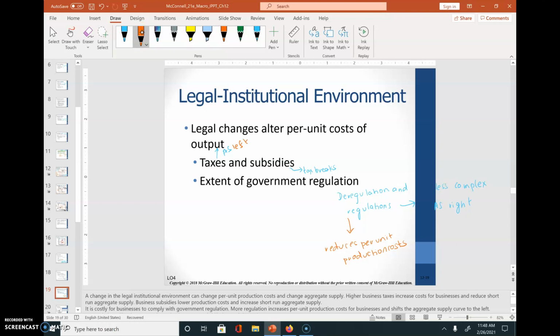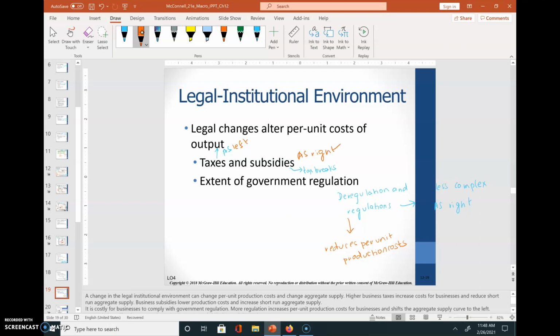Subsidies are tax breaks that government provides to producers. So subsidies will lower the per unit production cost, unlike taxes, and this will cause the aggregate supply curve to shift to the right.